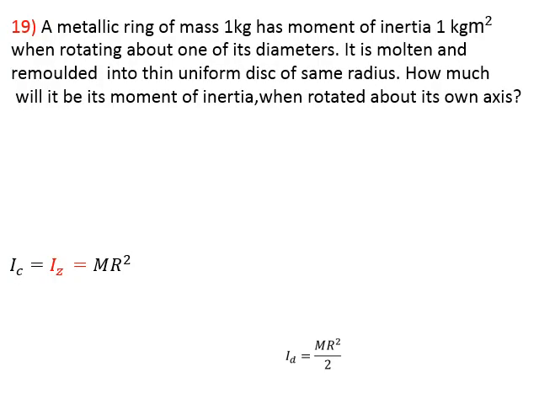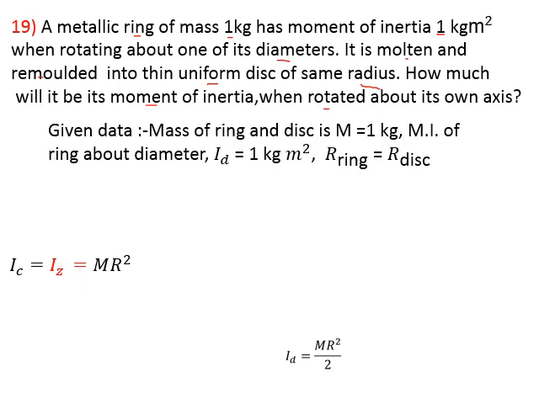Now see this problem. A metallic ring of mass 1 kg has moment of inertia 1 kilogram meter square about one of its diameters. It is molten and remolded into a thin uniform disc of the same radius. How much will be its moment of inertia when rotated about its own axis? As per the problem, one by one we will write down the data. Now let us start writing this data.